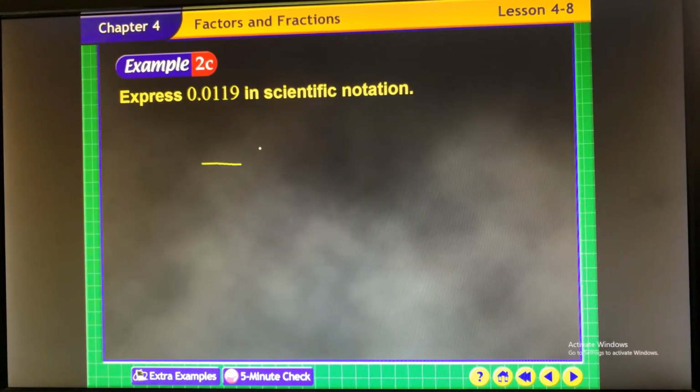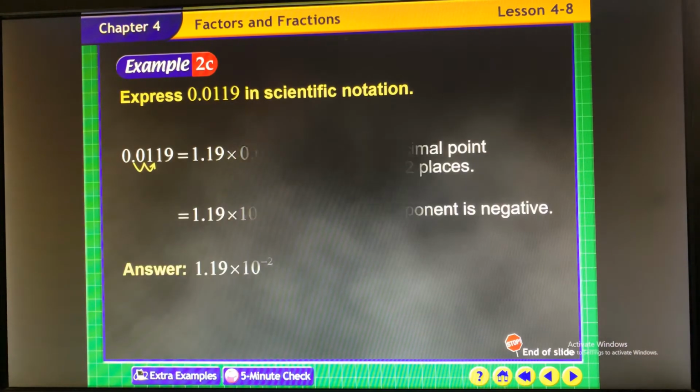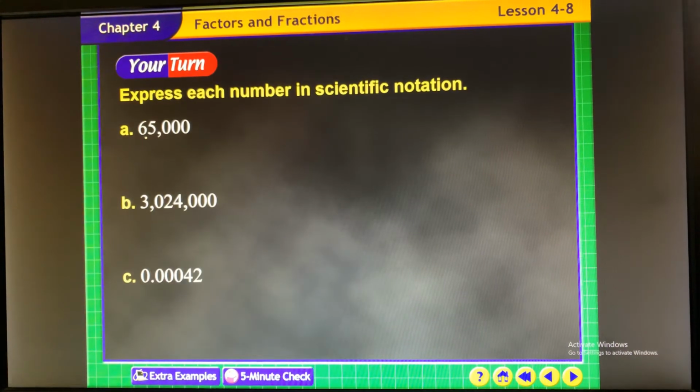This time I know I'm going to have a negative exponent because it's a decimal. So again, focus in on the numbers, create a number that is greater than or equal to 1, but less than 10. And then how many jumps does it take to get from here to create that number? And put that decimal there. 2. And it's negative because it's a decimal. So try that one. Try each one of these. And here are your solutions.